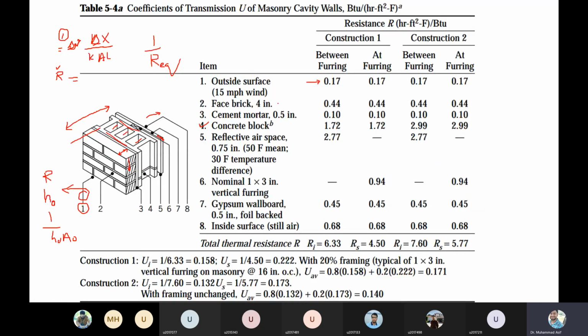Similarly, if you know the type of material and its thickness, you can read the value of these resistances. For the other materials, you have detailed values of the thermal resistance. So finally, you can add them up. If you add up these materials, you get the equivalent resistance. And when you have the equivalent resistance, you can get the overall heat transfer coefficient, because the overall heat transfer coefficient is the reciprocal of the R equivalent.